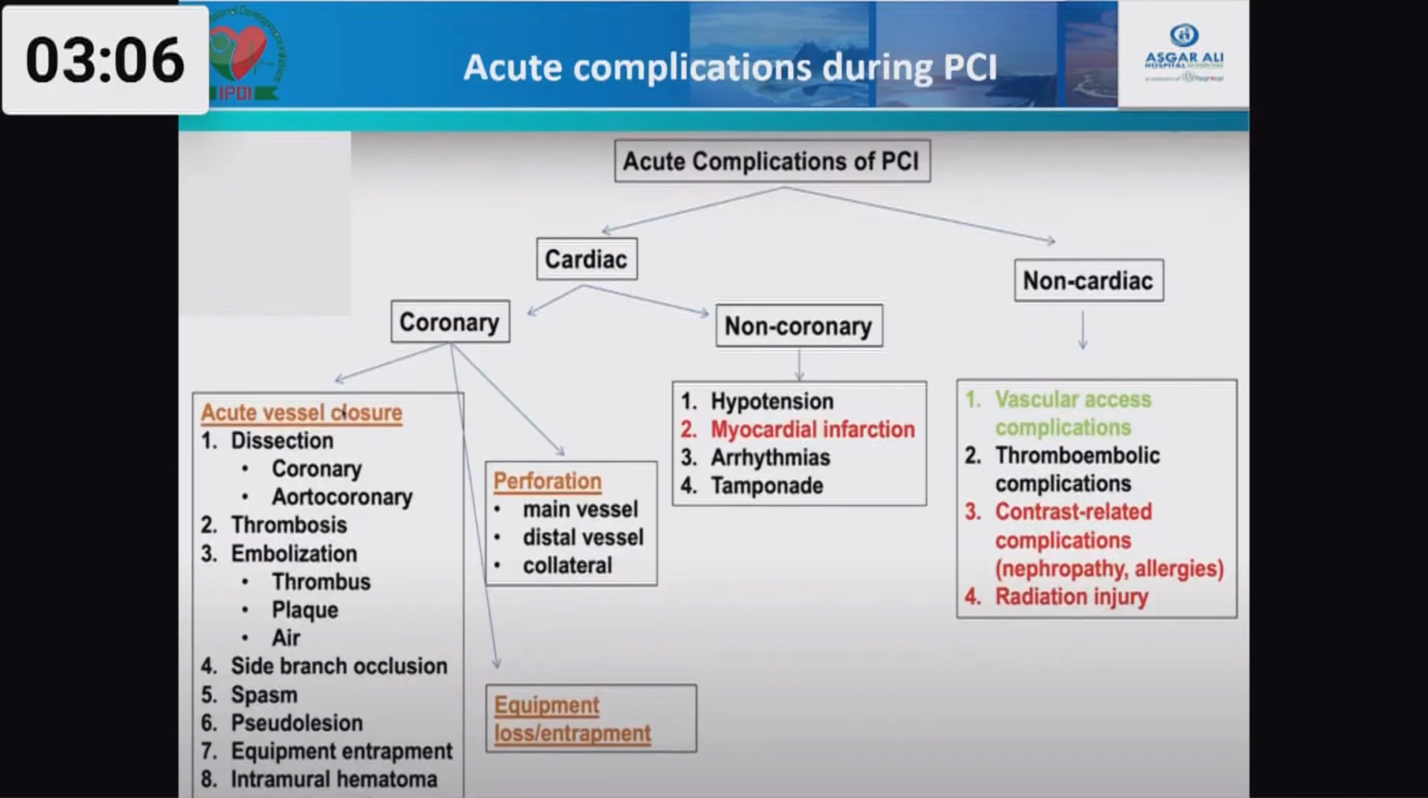And let us see what acute complications occur during PCI. You can see here the acute complications, mostly coronary and non-coronary. But in coronary, mostly we find in our daily clinical practice acute vessel closure, perforation, or equipment loss or entrapment. And in the subheading of acute vessel closure, dissection is the most common. It may be total or subtotal, it may be coronary, and ultimately this dissection leads to the non-coronary events, that is hypotension, myocardial infarction, arrhythmia, even cardiac tamponade.